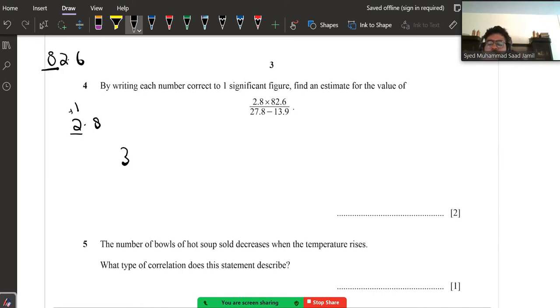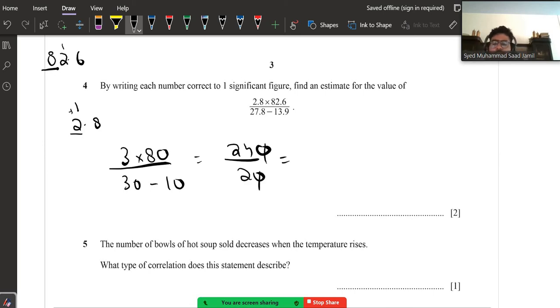82.6. 8 is the first significant number. After 8, you have 2. 2 is a number which is less than 5. So 8 will remain as it is. So it will become 80 upon 30 minus 10. This turns out to be 240 upon 20. The zeros get cancelled out. 24 divided by 2 is 12. So your answer is 12.